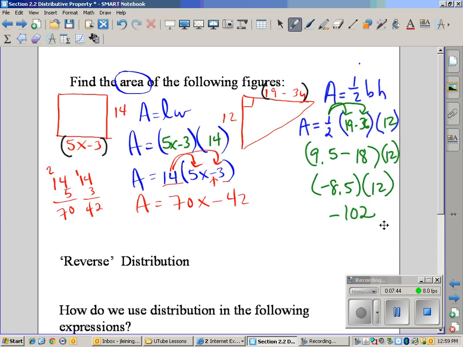And actually, there's a couple different ways to do this, and we'll do some more of these, especially the area of a triangle, because we can look at the formula in a couple different ways, and we might find a way that you think is easier.